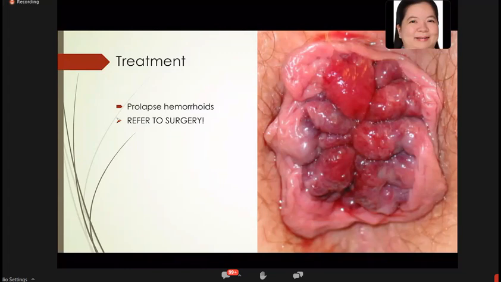Kasi this one, like yung ganito, yung tawag namin to cauliflower na to eh, no? Cauliflower na hemorrhoids na to eh. This can be a mixed hemorrhoid, no? Combination ng internal and external. And this one might require surgery na kagad. Okay?